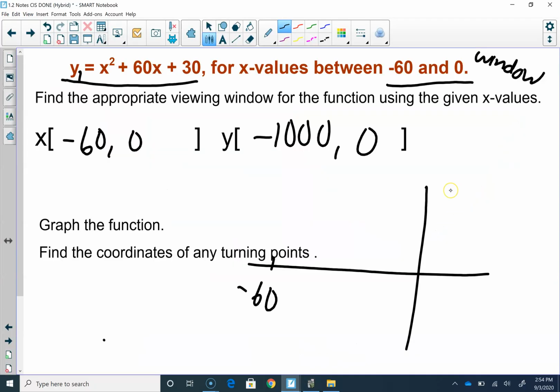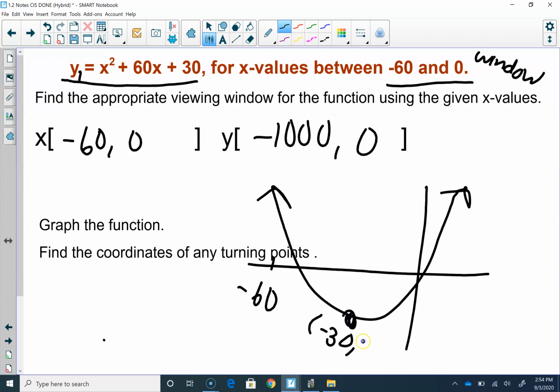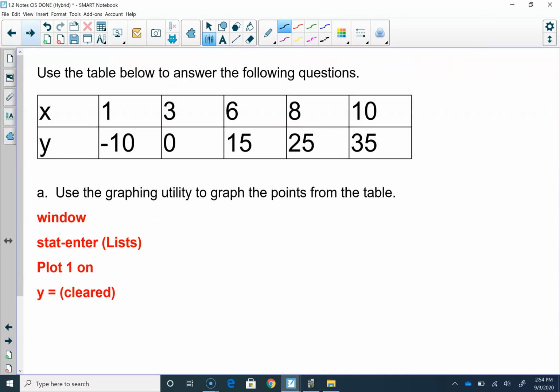So it looks something like this. And this here is going to be negative 30 and negative 870. You could probably write nicer than me on yours. And that's all it's asking me to do. I try to go really slow on these. You can always rewind them and check them yourself. Next is with the table.